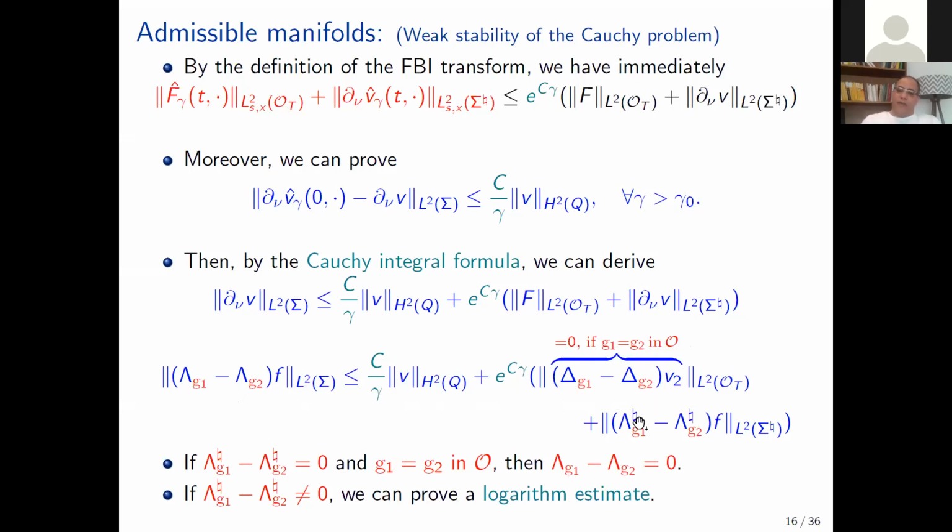times the difference between the partial Dirichlet-Neumann maps. Then, for example, for uniqueness, if you assume that we have the same partial Dirichlet-Neumann map, then this term disappears, and we take γ equal to plus infinity, and we prove that we have the same global Dirichlet-Neumann map. Then we have Λ_G1 equal to Λ_G2. For the stability, this term is not necessarily equal to zero, so we can minimize this function with respect to γ, and we can prove some logarithmic stability between the global Dirichlet-Neumann map and the partial Dirichlet-Neumann map.